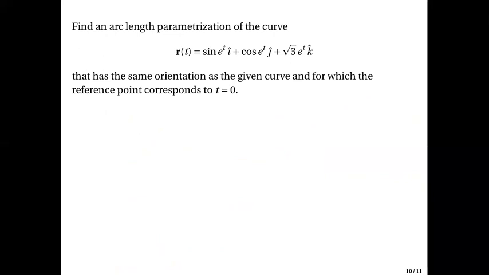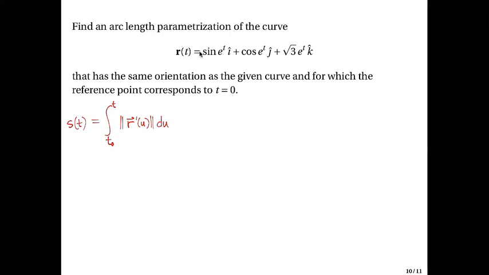And if you recall, we need s. This is equal to the integral from some reference point up to some t, which is our variable. So this is s of t. Integral from some reference point t sub 0 up to t of the magnitude of r prime of u du. Correct?